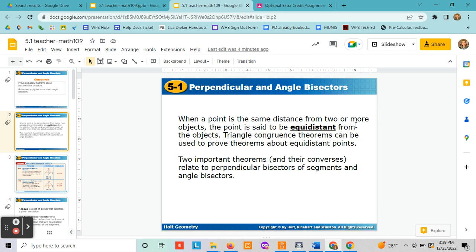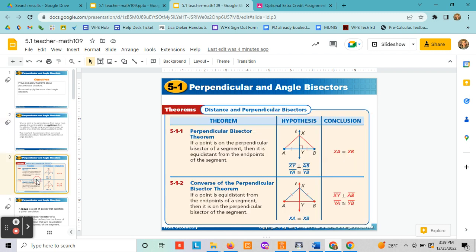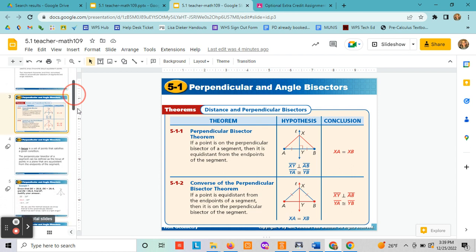Here's an example of where I give a new vocabulary term and I define it. When a point is the same distance from two or more points, the point is said to be equidistant from the objects. And we have triangle congruence theorems that we will use to prove theorems about equidistant points. So I go on to use that definition in my perpendicular bisector theorem.